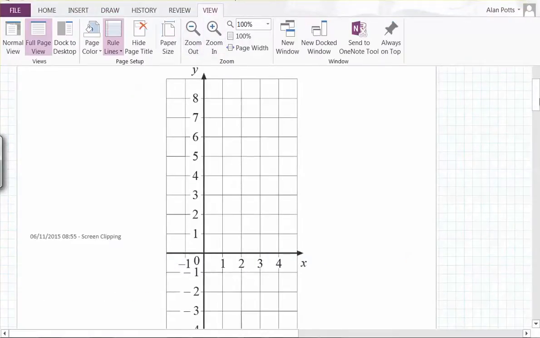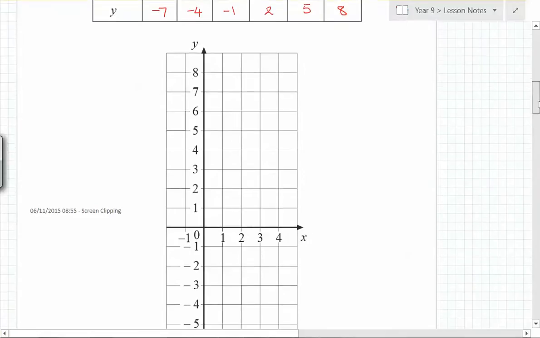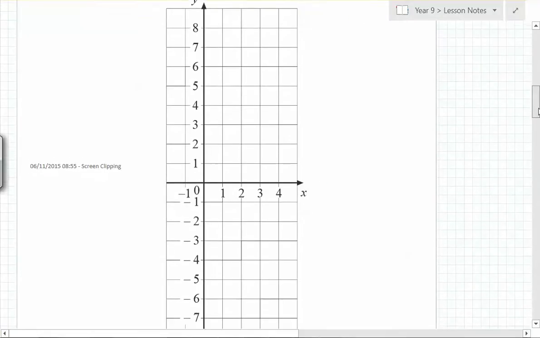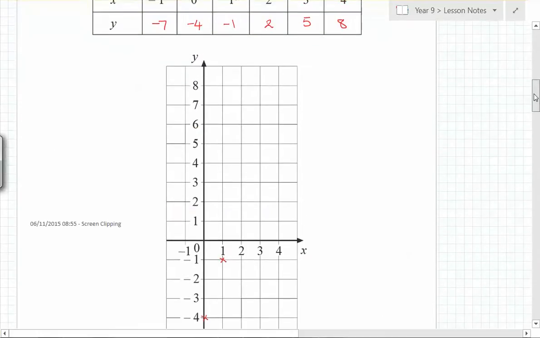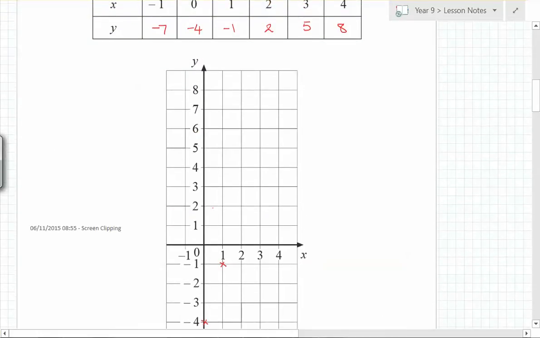Right? So minus 1 is minus 7. So on my graph, here's the thing. Minus 1 is minus 7. 0 was minus 4. 1 is minus 1. Okay? Just to remind you, 1 is minus 1. 2 is 2.